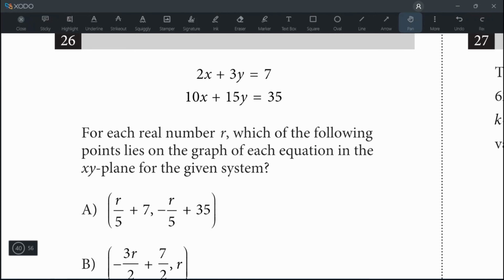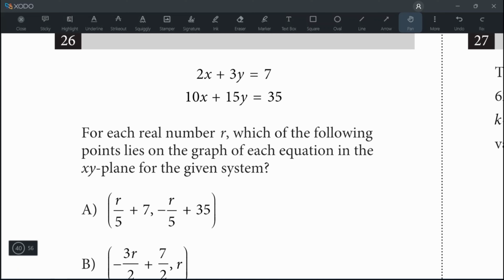Now, what about question number 26? For each real number r, which of the following points lies on the graph of each equation in the xy plane for the given system? So here you are given a system of equations, and you're asked to find an xy coordinate that lies on this system of equations. So first, let's analyze the system of equations given.